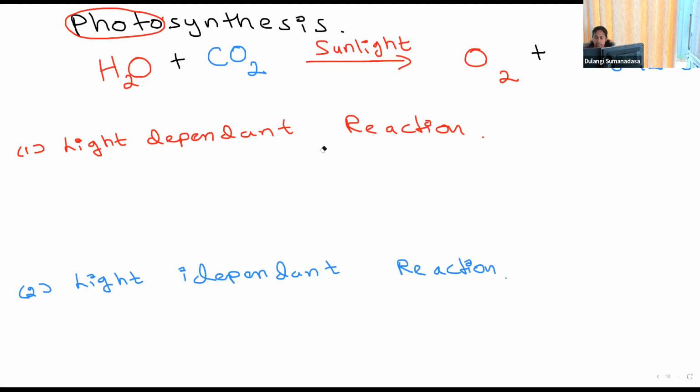Okay, so this is what happens. Write down the location of each reaction. It's the same thing we did last year. Right, so light dependent depends on the light, so it needs to happen somewhere which can trap the sunlight. So the location is the chloroplast thylakoid membrane.